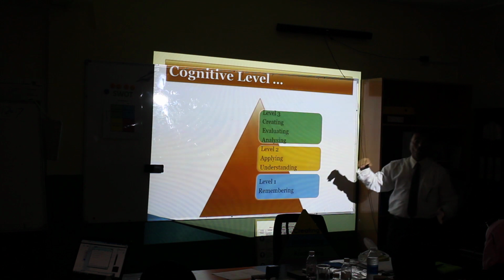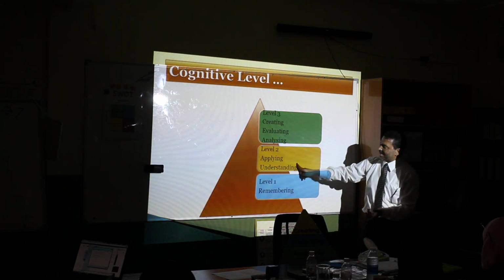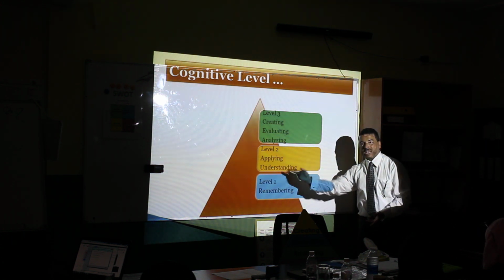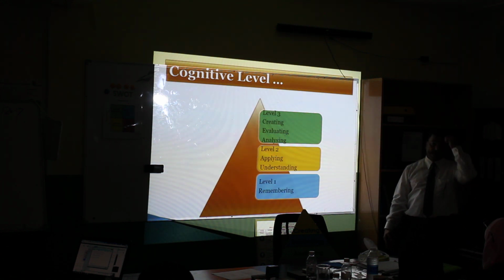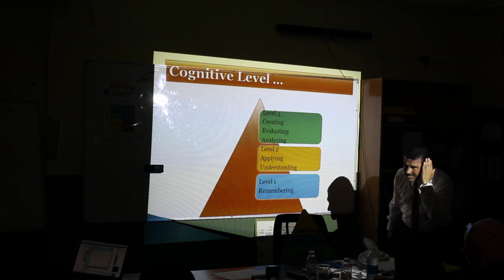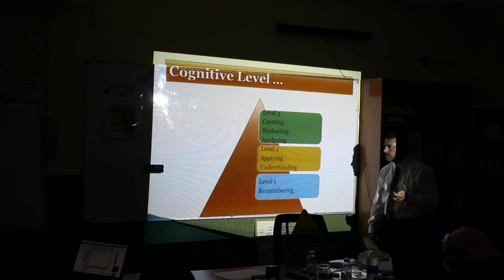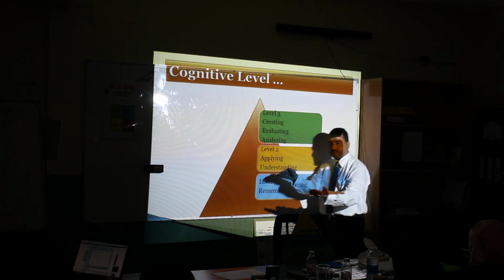Why have they classified the 6 levels of knowledge into 3? Why don't we have understanding with remembering, or vice versa? Can you guess? When we understand, then after that we can apply, right? Great.